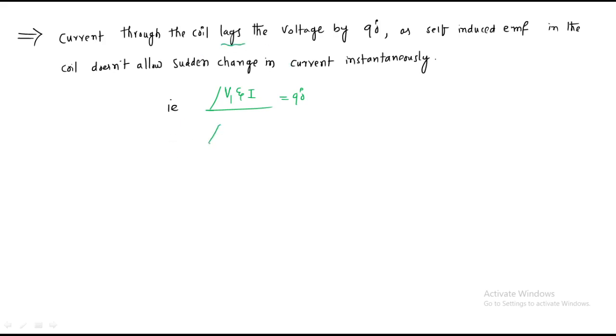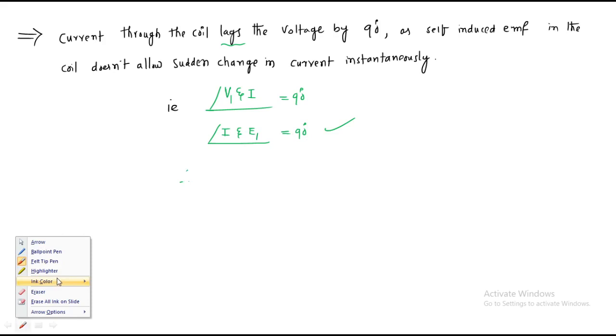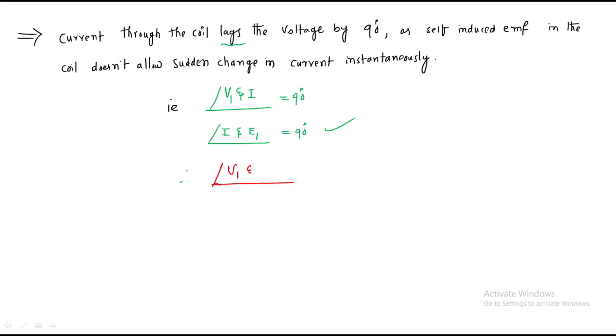Like that, between current and EMF, 90 degrees. Already we have derived this condition, right? E1 and I is nothing but 90 degrees. EMF lags current by 90 degrees, obviously. Therefore, between voltage and current 90 degrees, between current and EMF 90 degrees obviously, between supply voltage and induced EMF is nothing but 180 degrees.